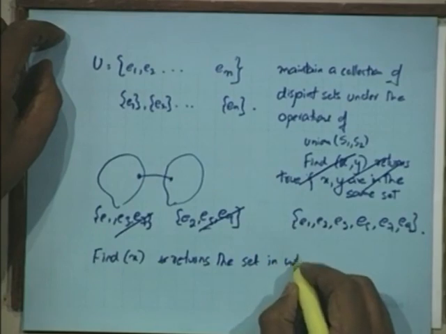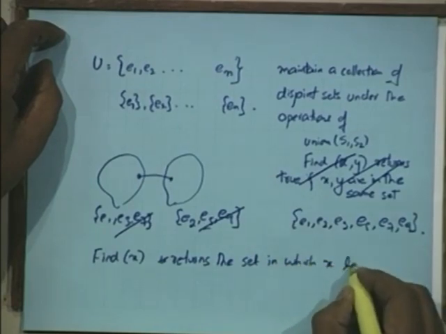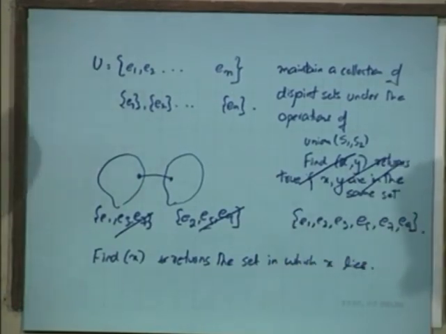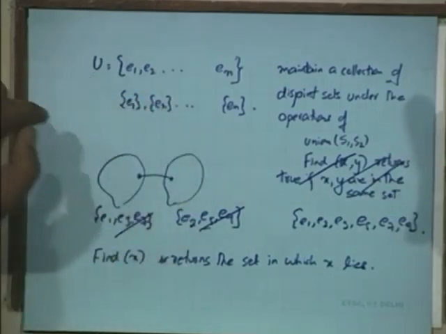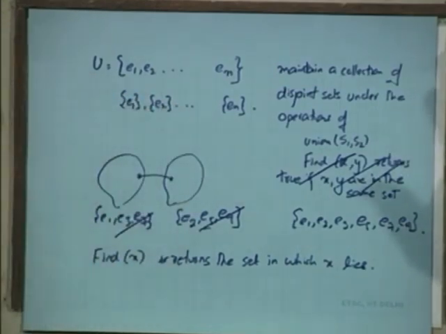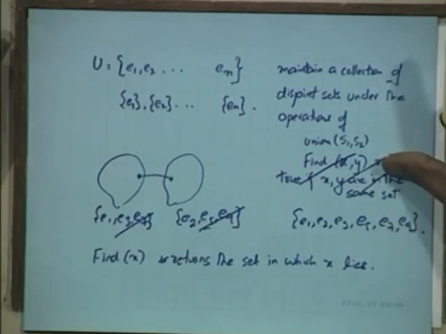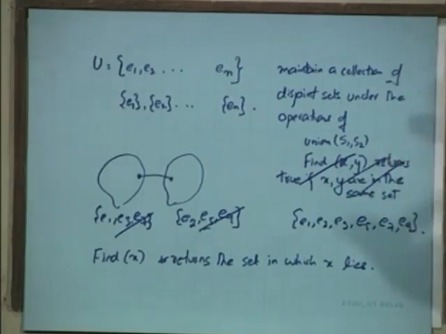in which x lies. There is a unique set in which x lies, because our collection of sets is always a partition of the universe. So, there will be a unique set and we want to return that set. Then how will we implement this operation? We will do a find x, we will do a find y. If those two sets are the same, then we will conclude that we are forming a cycle. If those two sets are different, then we would take the union of those two sets.